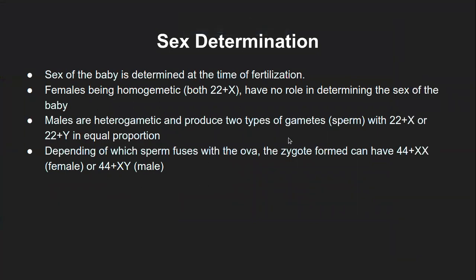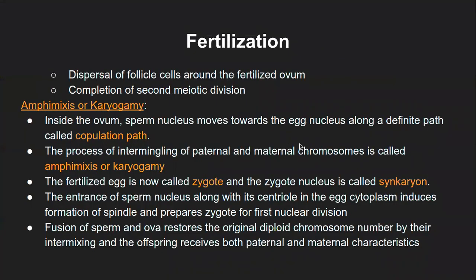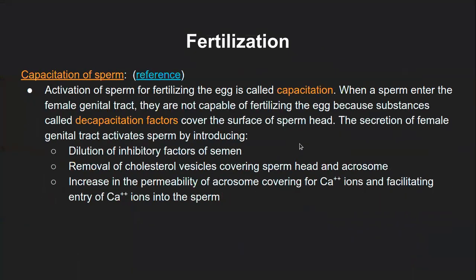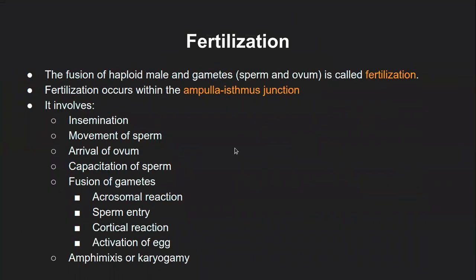So in earlier classes, we looked at the whole process of fertilization. Now I'll go back to the slide where all the points are mentioned. In the process of fertilization, several steps are included. Insemination, that is the position of the sperm in the female genital tract, then the movement of sperm upward towards the fallopian tube, arrival of the ovum on the 14th day, and when in contact with the sperm, it gets completely mature. But this ovum means secondary oocyte.